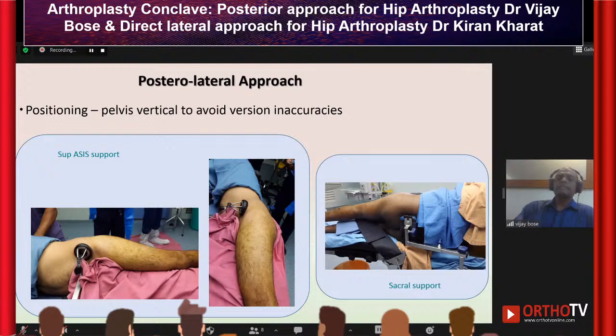The other point I want to emphasize, at least for the posterior approach, is getting support on the superior ASIS. Now, most people would put it on the symphysis pubis. This is inadequate, I think, because it is a fulcrum for the pelvis to move anteriorly when the assistant pulls, retracts anteriorly, unless you have something to support the superior ASIS. And of course your sacral support must be very good and try to obliterate the lumbar lordosis. And this must be iron-clad, like completely no movement, no micro movement at all. That I think is very critical.